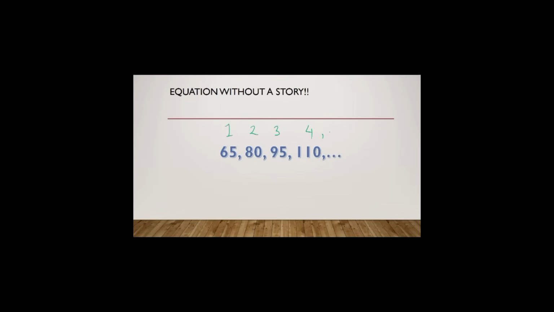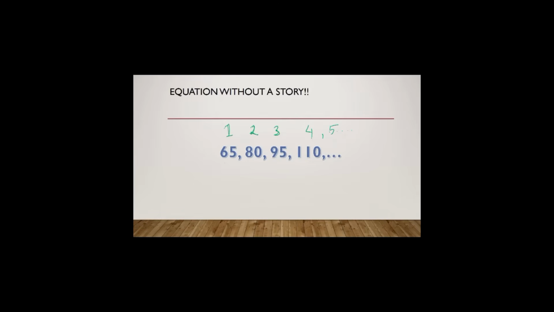Now I'm not going to call this hours because we are not going to have any story. There are no swimming classes, there are no costs. So it is just a number, 65, 80, 95, 110. They are called a sequence of numbers. They are given to you. Now the first number is 65. The second number is 80, the third number is 95, the fourth number is 110.